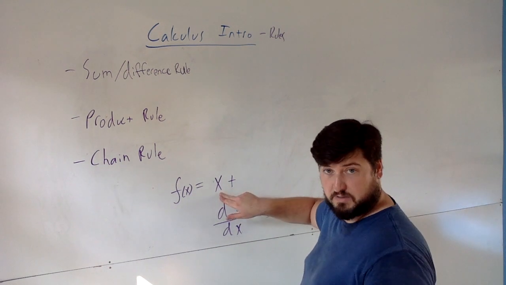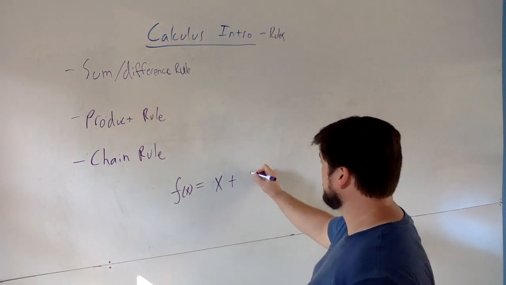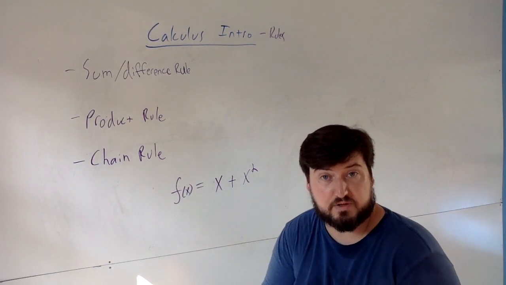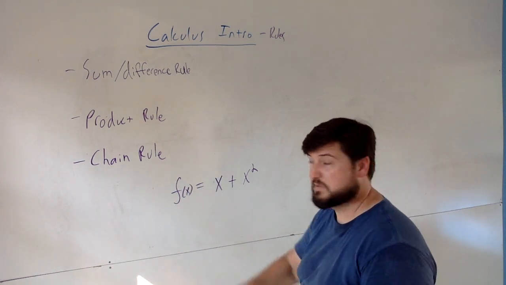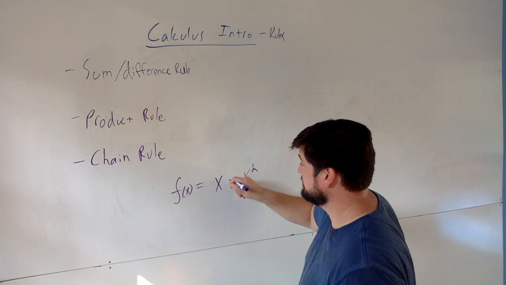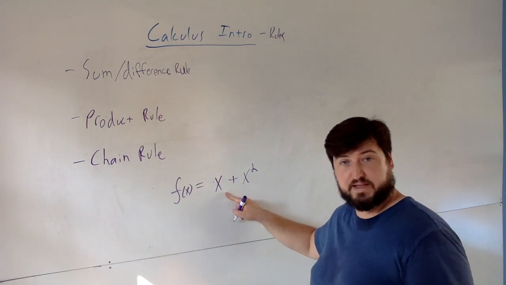So let's keep the variable the same here, and I'll just put different powers in there, okay? So my function, let's say it's x plus x squared. How in the heck do I find the derivative of that? I have two different things here. Okay, this is the first rule. Sum rule, difference rule, they're pretty much the same rule, okay? So how do we find this?